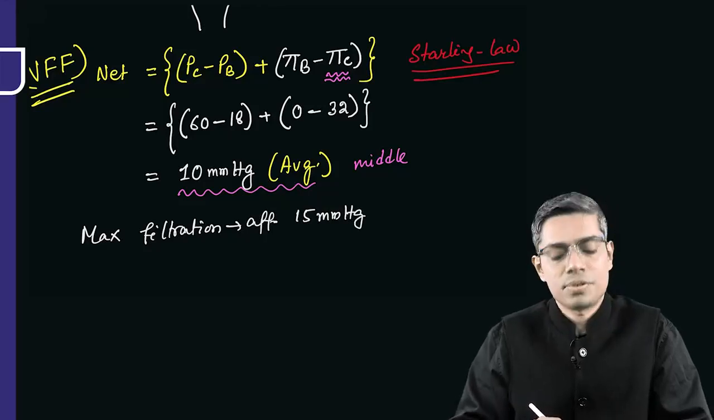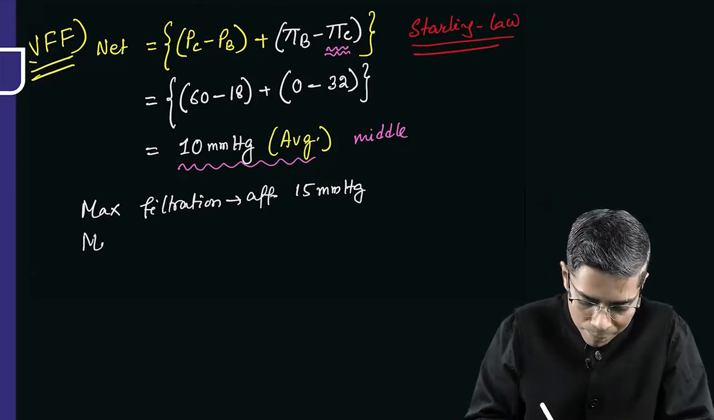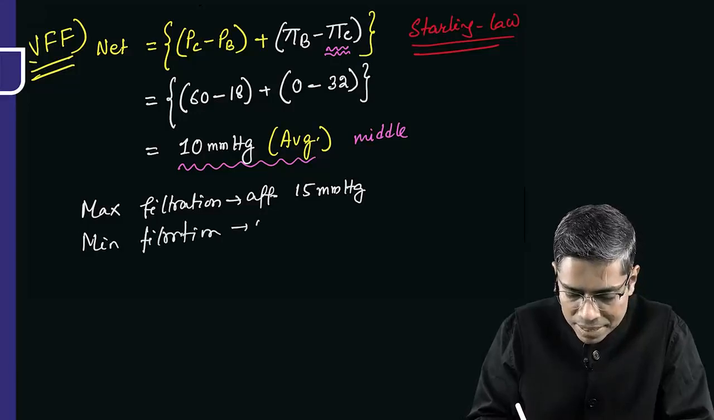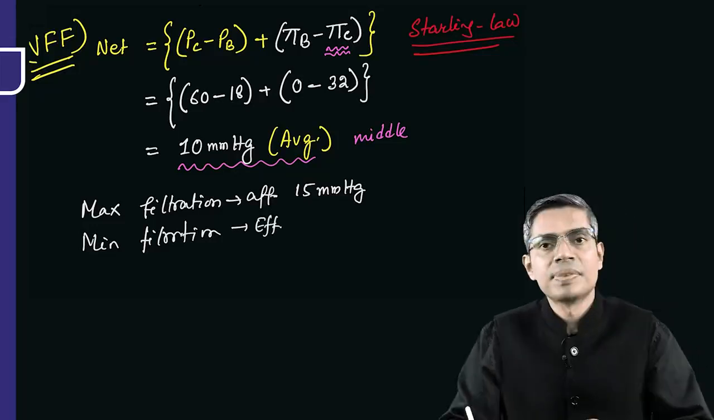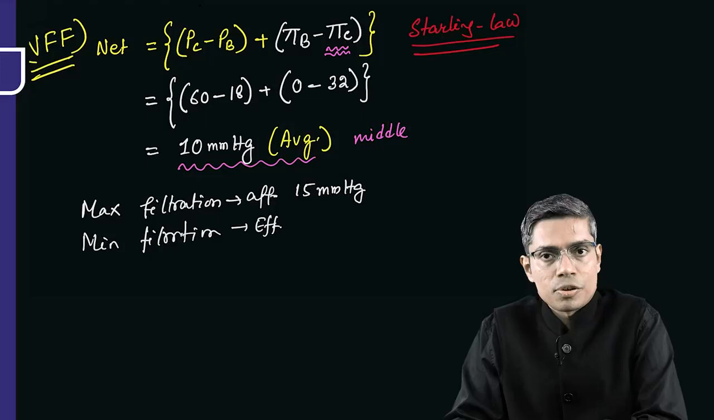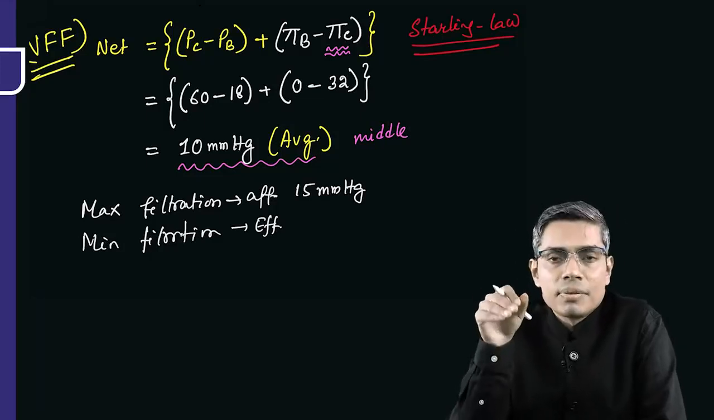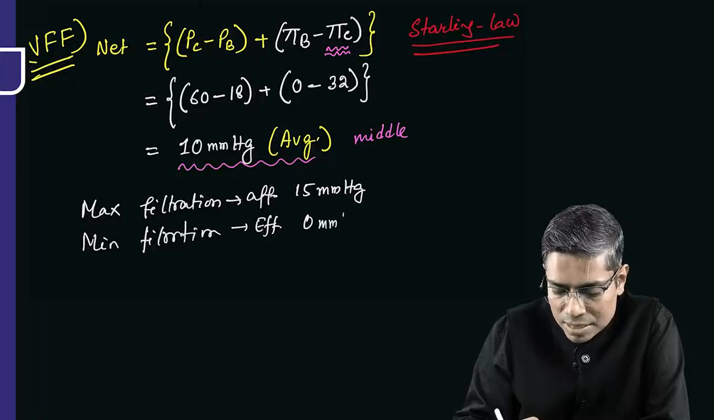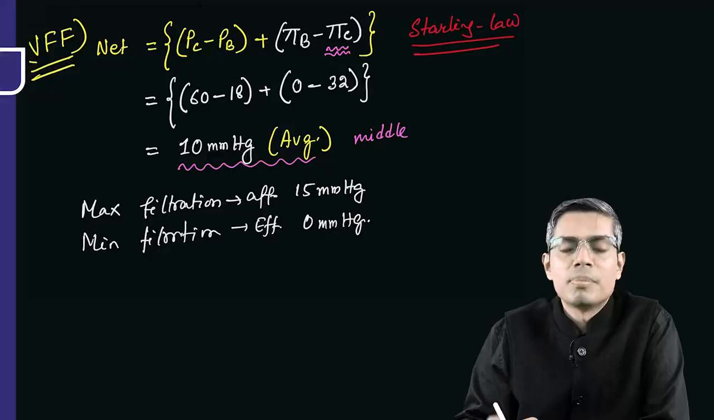It is the net force. And the minimum force of filtration is towards the efferent end. At the origin of the efferent arteriole, that is the area where the force of filtration is minimum. And how much is that force? That is almost 0 millimeter of mercury.